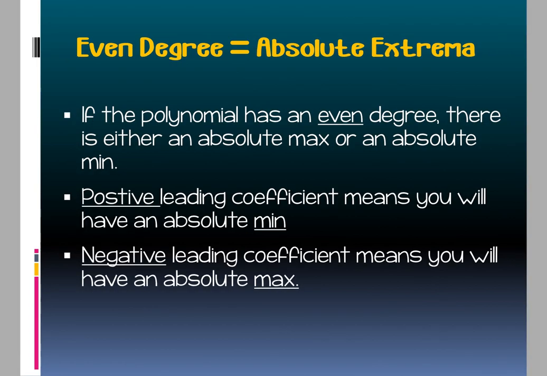All right, even degree and absolute extrema. This says if the polynomial has an even degree, so we're talking something like x squared or x to the 4th or x to the 6th, that's what it means by even degree, there is either an absolute max or an absolute min. There cannot be both. If it's a positive leading coefficient, you'll have an absolute min. If it is a negative leading coefficient, you'll have an absolute max.